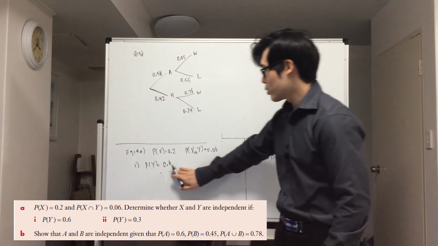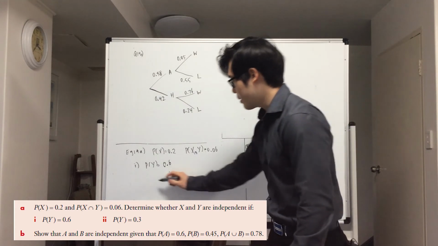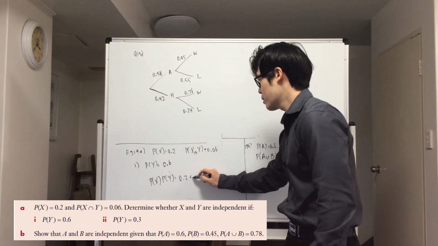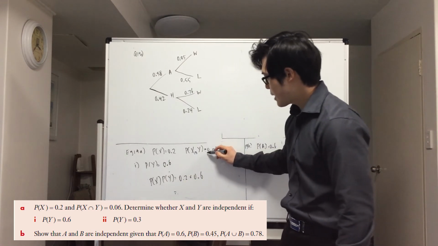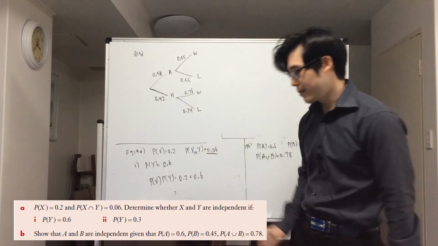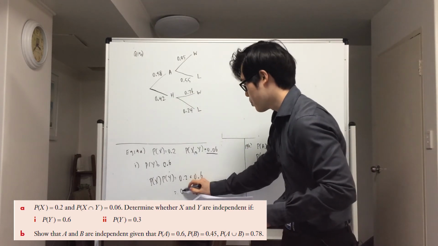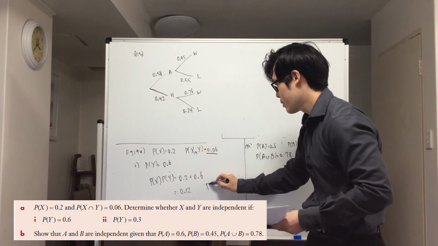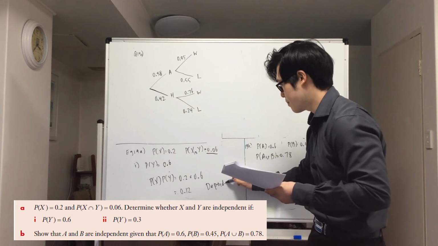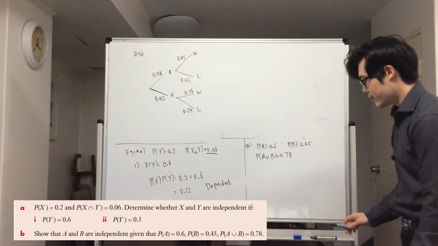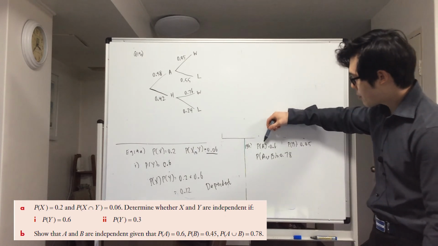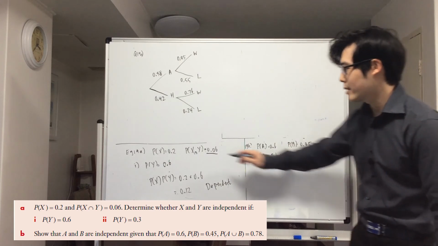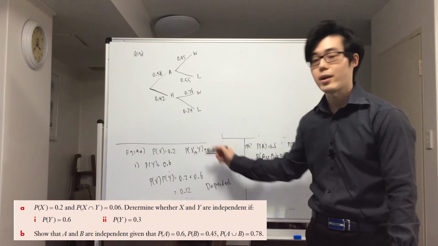That's the question. So what you want to do is basically multiply the two events, okay, and then see if that's the same number as X and Y. So you'll find this is 0.12, which does not equal 0.06. So that means the two events are dependent. Okay? Let's have a look at this question though. It's slightly different. They've given you the probability for A or B, whereas in the previous question, they gave you the probability for X and Y.